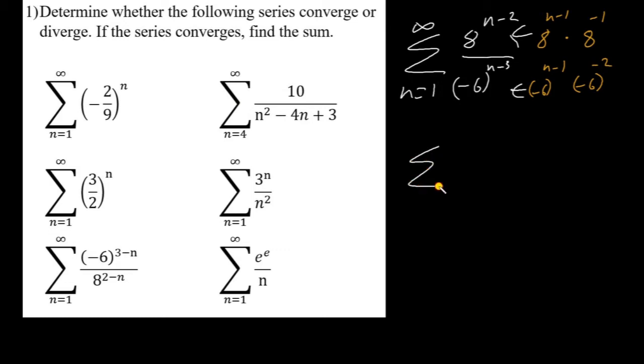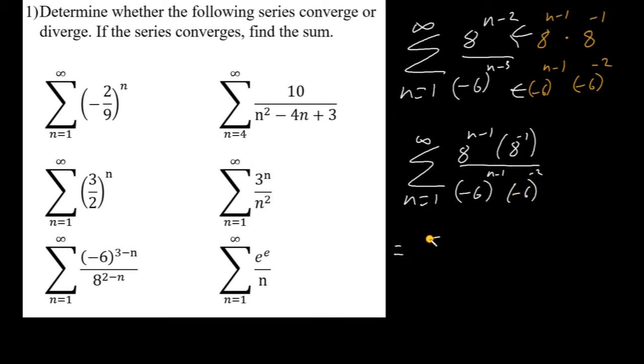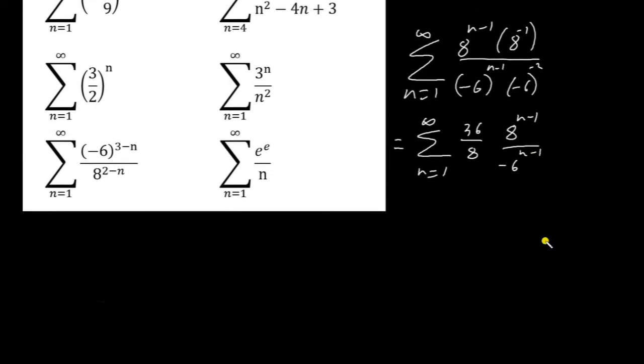Okay, so if we do that, we will get 8 to the n minus 1 times 8 to the -1 over -6 to the n minus 1 times -6 to the -2, which is, let's see, we can bring this -6 up, we can bring this 8 down, we'll get 36 over 8, and then we'll have 8 to the n minus 1 over -6 to the n minus 1. Okay, now it should be clear that this is indeed a geometric series.